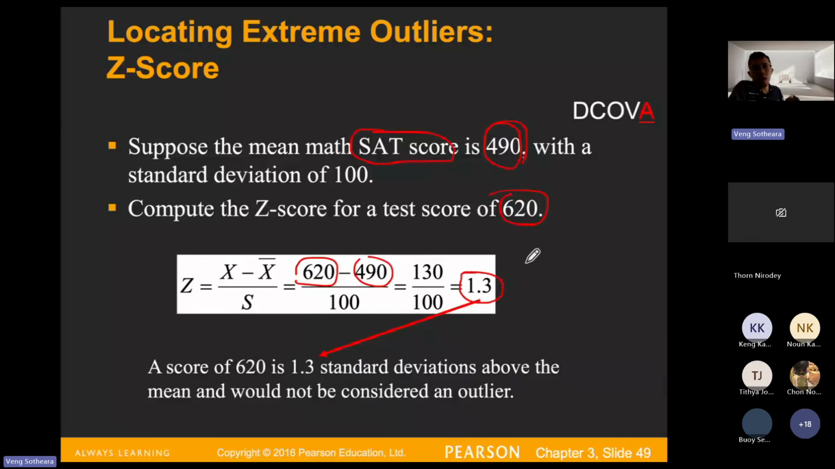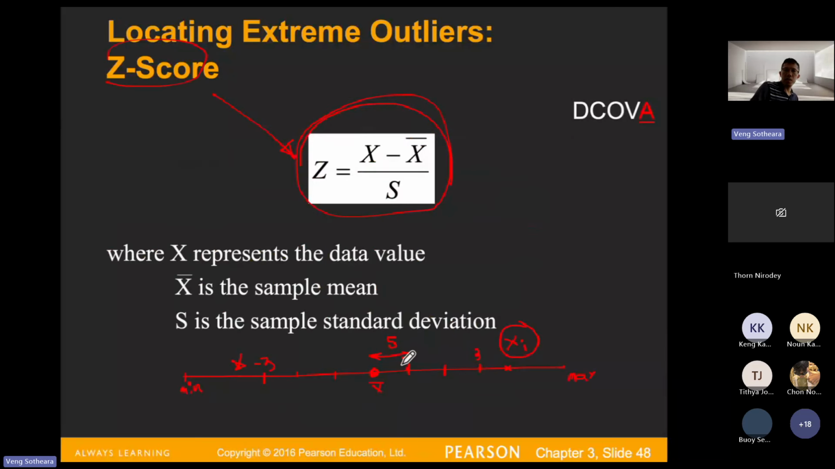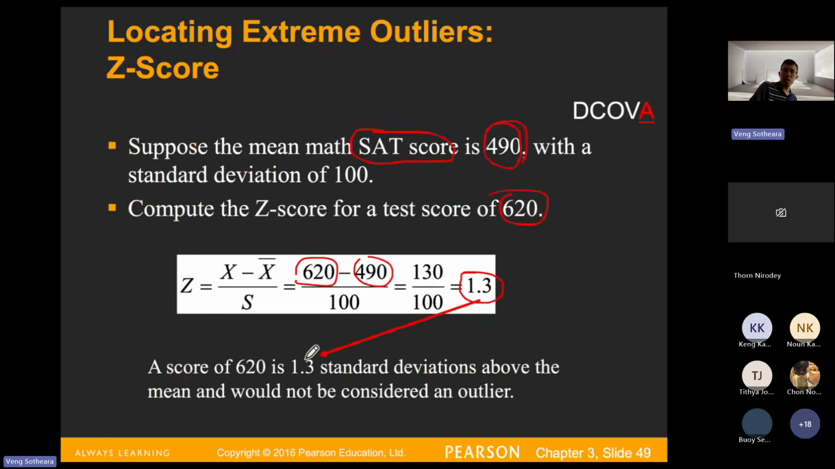And in this case, you get 1.3. And 1.3 is in this range. It's not so far from the center, right? So this means that somebody who gets 620 on the SAT exam is not considered too high yet, just because it's only 1.3 steps away from the center, right?